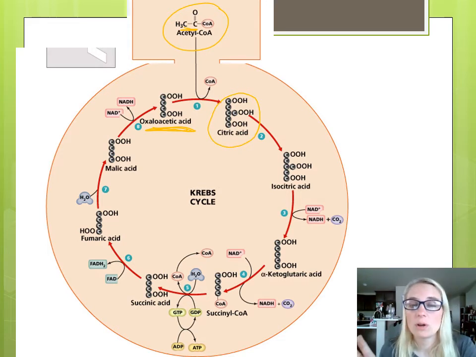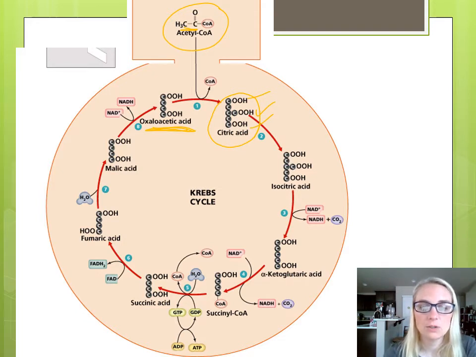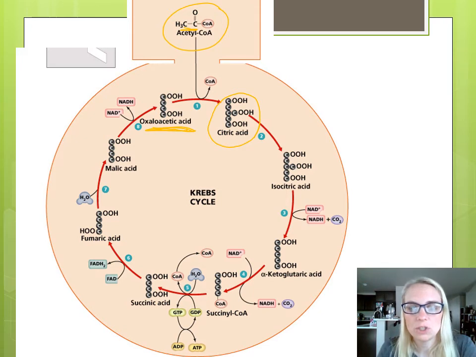Sometimes Krebs is also called the citric acid cycle or the tricarboxylic acid cycle because there's 3 carboxylic acids in citric acid. I call it Krebs just because it's easier to say when you're teaching. These shortcuts I learned over the years.